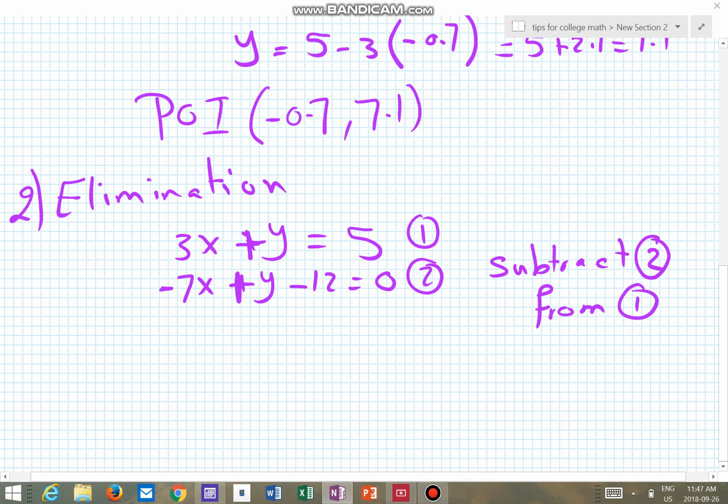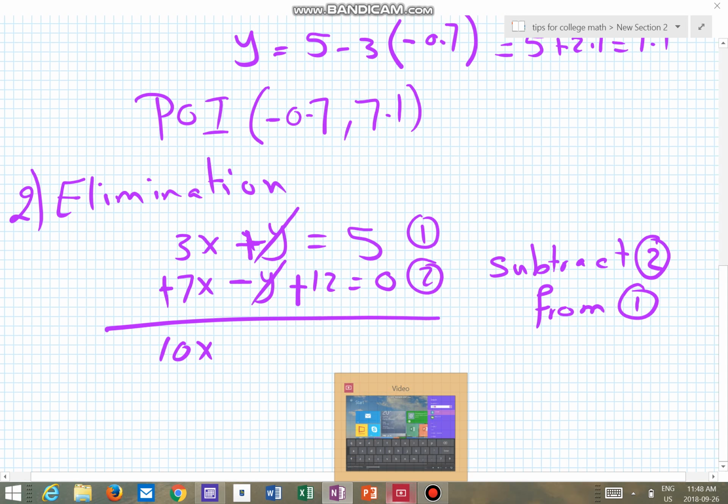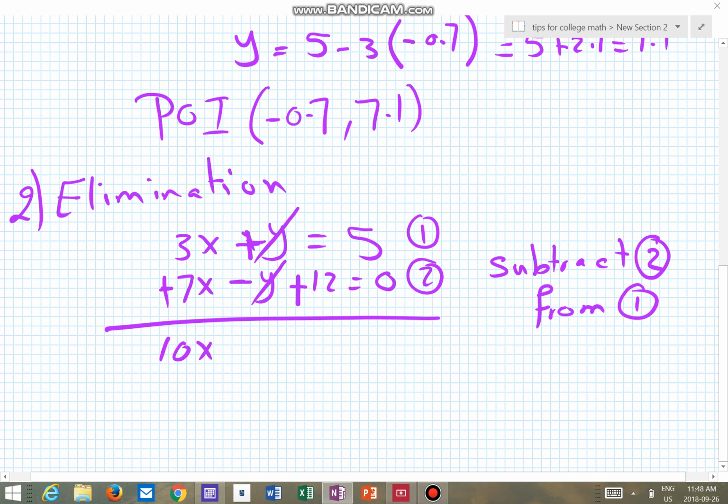If I do a subtraction, each and every sign here will change. Instead of negative here, that will be positive, and instead of positive, actually this will be negative. So I will have a negative here, and instead of negative, that will be positive. Let's add them up. So 3x and 7x, that's 10x. Plus y and minus y, they cancel out, and that's the idea of elimination. We eliminated the y. And then plus 12 equals 5.